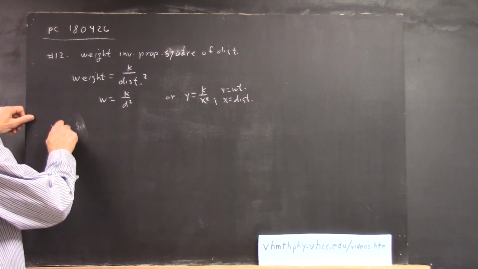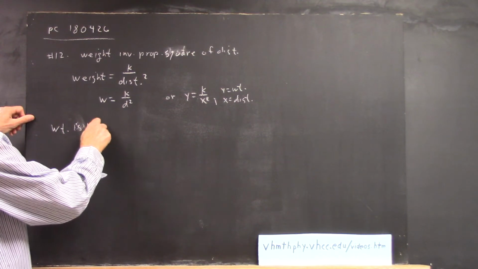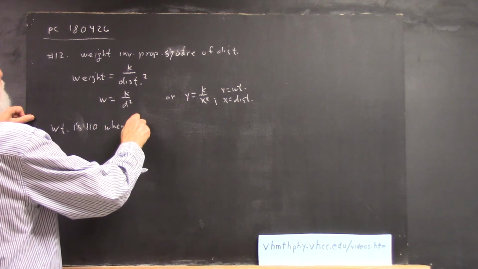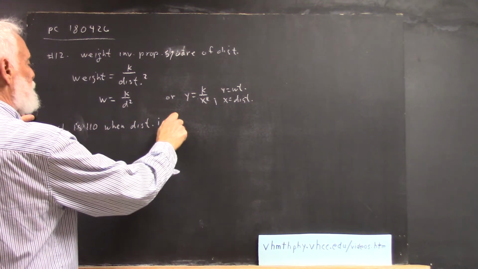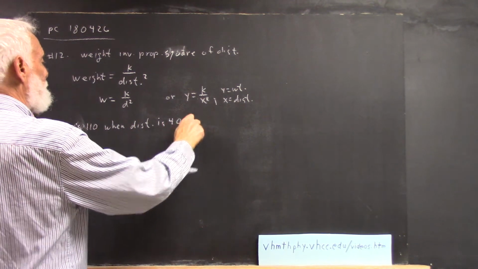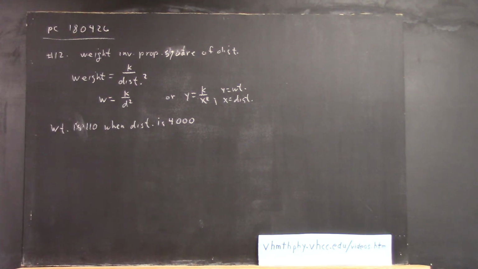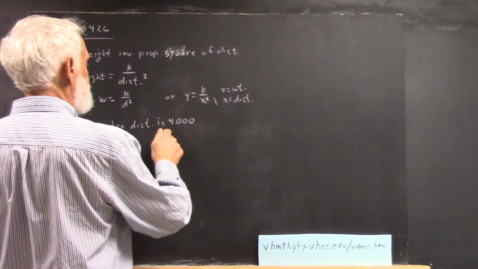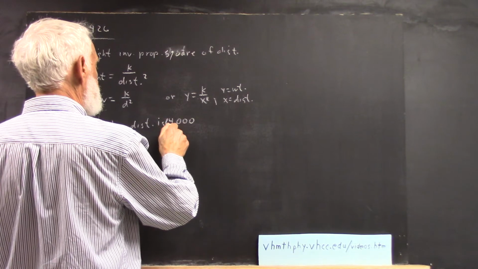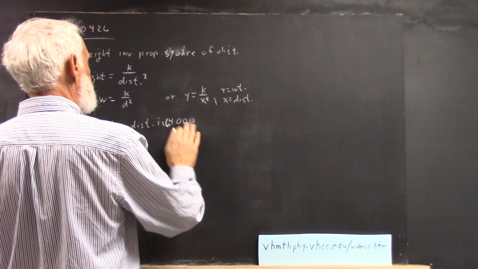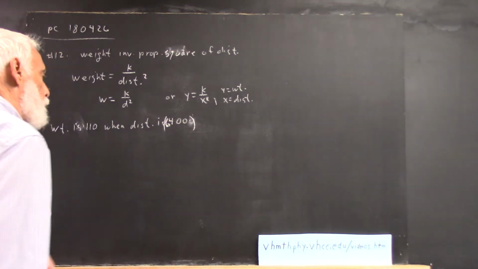Okay, so we're given the fact that weight is 110 when distance is 6,400, right? Oh, yeah, that's right. I'm doing kilometers. That's what that would be, not miles. I debated about that. Forgot what I'd done. Okay. So it's 6,400, right?